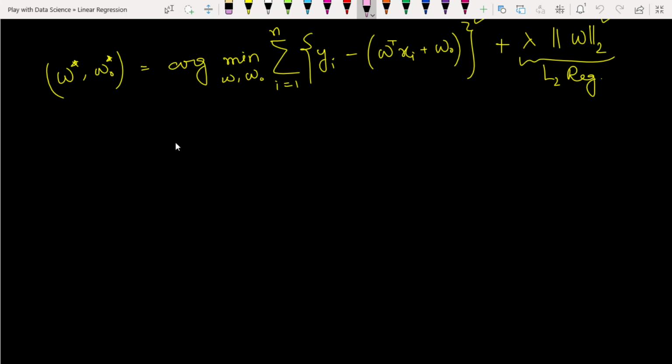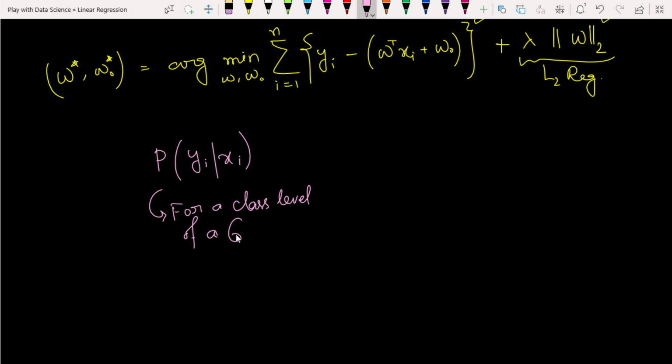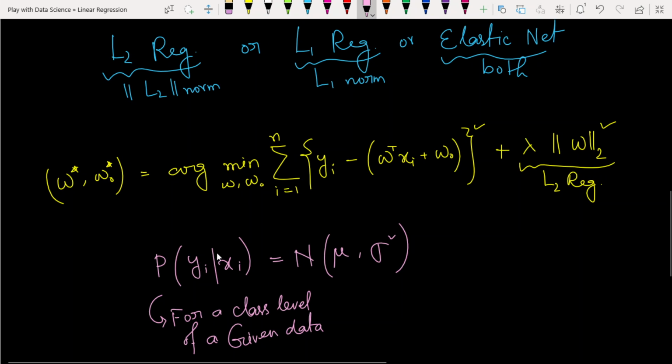For linear regression, the probability of the class label of a given data point, if this probability obeys a normal distribution with mean mu and variance sigma squared, then from the probabilistic standpoint we are finding the linear regression.